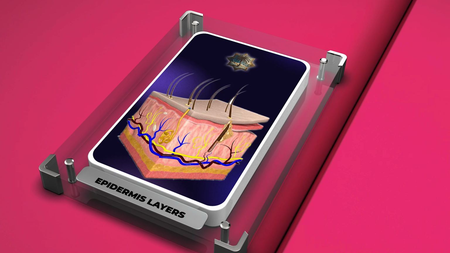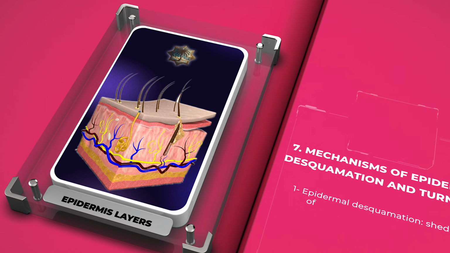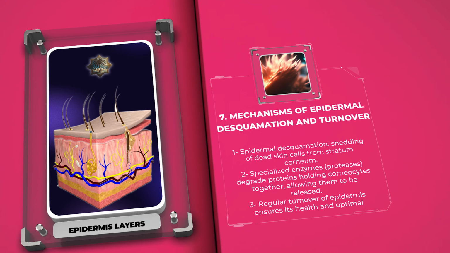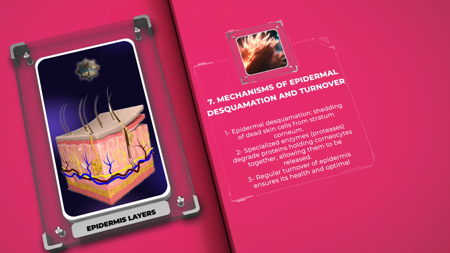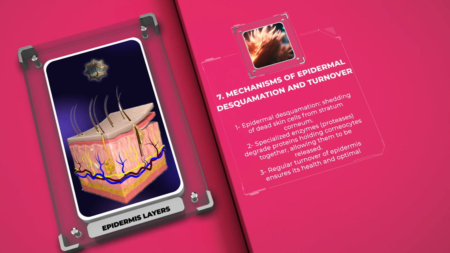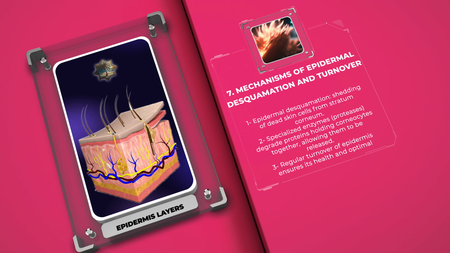Epidermal desquamation refers to the shedding of dead skin cells from the stratum corneum. This process is essential for maintaining the integrity of the skin and facilitating the turnover of epidermal cells. Specialized enzymes, called proteases, degrade the proteins that hold the corneocytes together, allowing them to be released from the skin surface. This regular turnover ensures that the epidermis remains healthy and functions optimally.